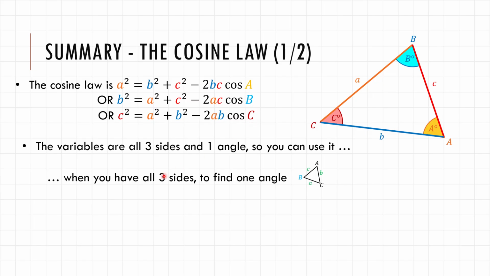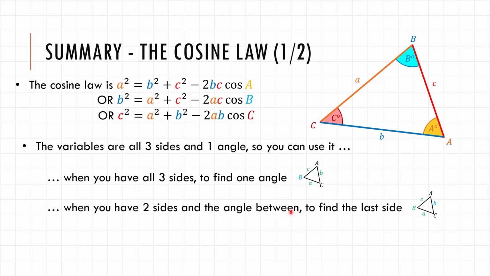It can also help you when you have just 2 sides and the angle in between them. So if you have a and c, and if you also have angle B, then you have everything on the right side of the equation here, and you can use it to find side length b. And depending on which two sides you have and the angle in between them, you can actually use either one of these two cosine laws as well.